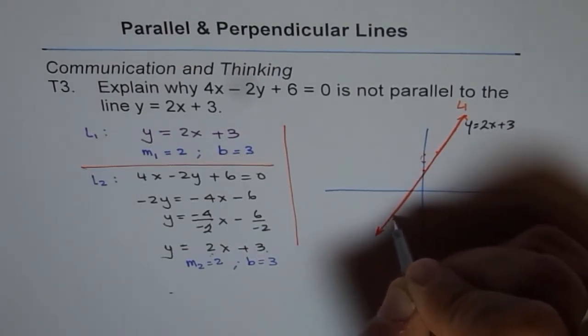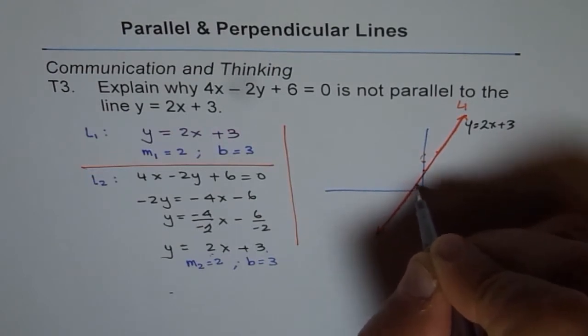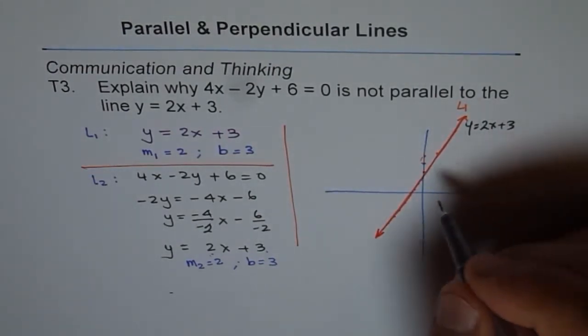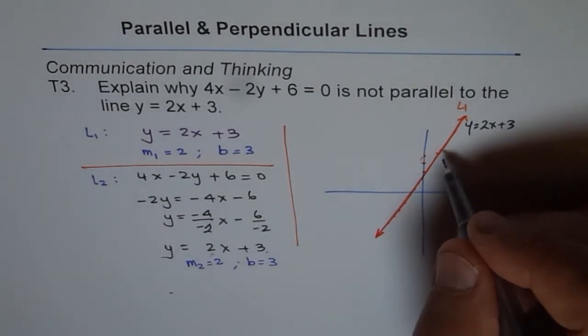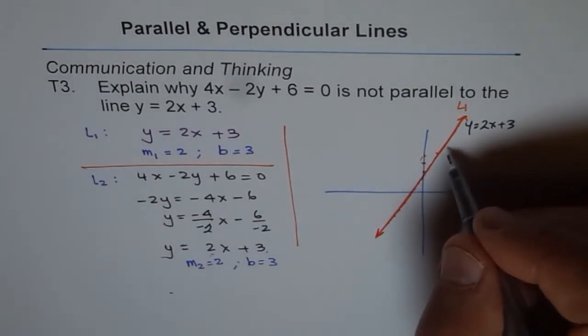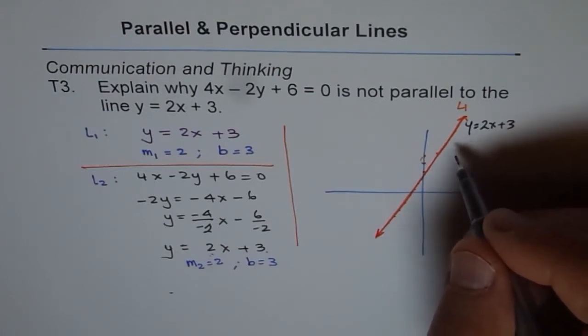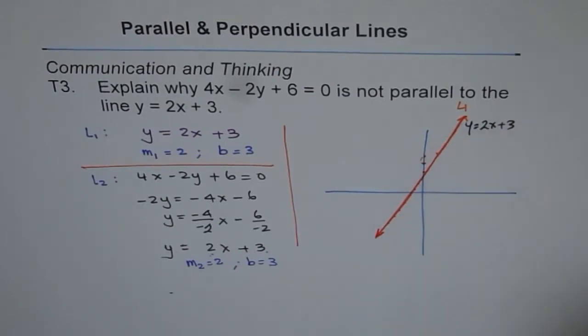Now, at every point they intersect. Parallel lines do not intersect, but these lines are coincident lines. They have infinite points of intersection. So these are not parallel lines. Okay, do you understand now?